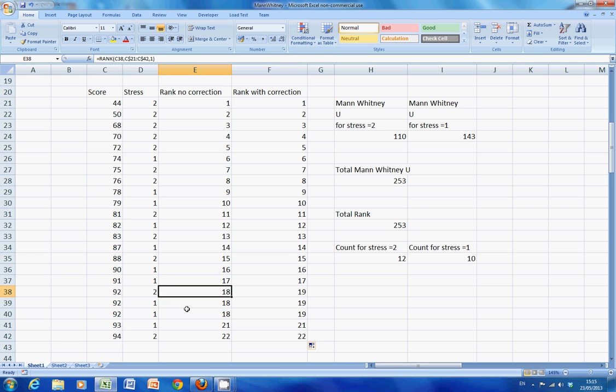And if you're still a little confused, say we make that 75 or 74 here, they're both ranked 6 here, but with the correction they're both ranked 6.5 there. Undo that 74 to 75 change, that's okay.